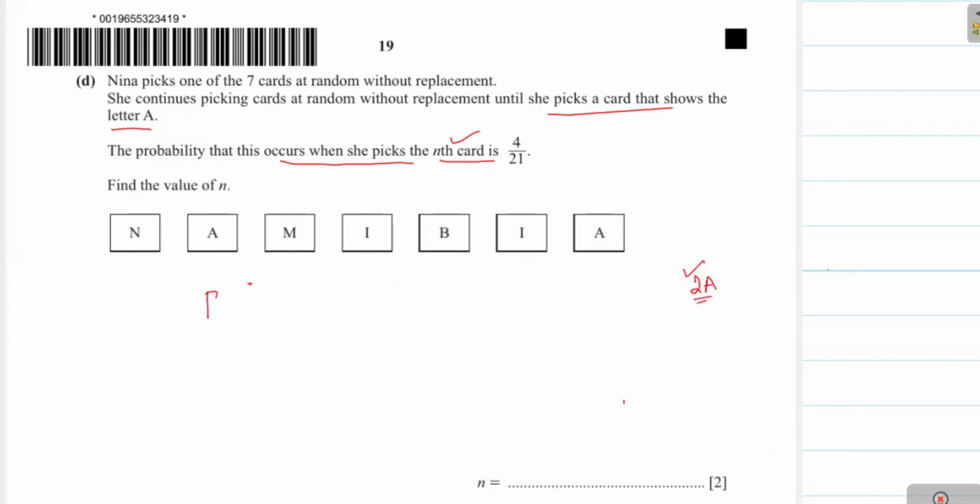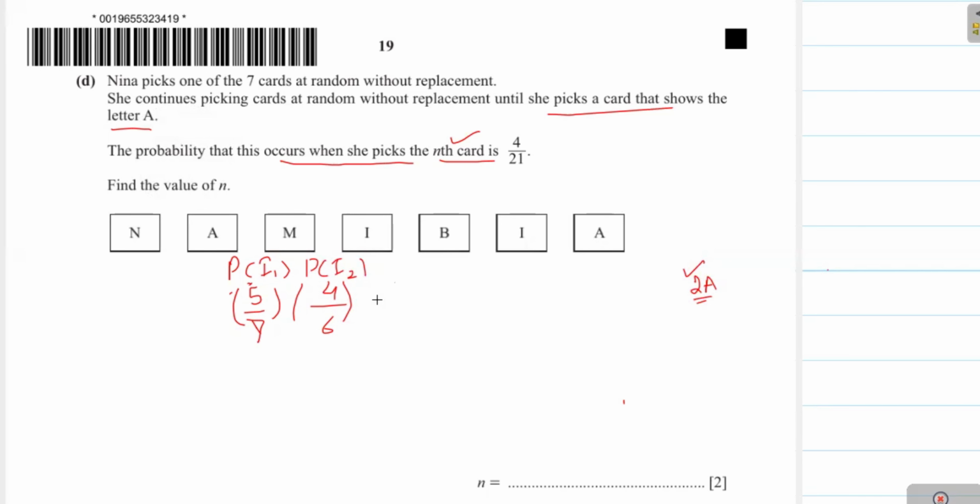Therefore, the probability that she picks a first card other than A will be 5 out of 7. The first card picking will be 5 over 7. And if she picks another card, the total cards here will be 6, and she picks a card other than A, so the number of other-than-A cards will be 4, and we can write 4 over 6. This is the second card.